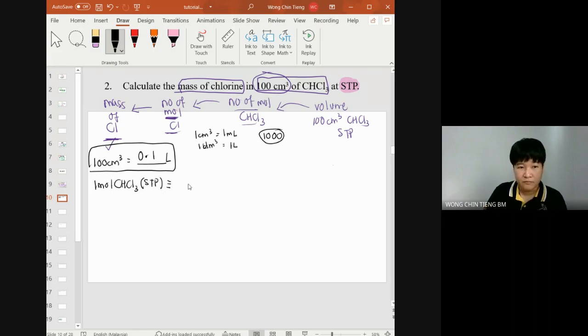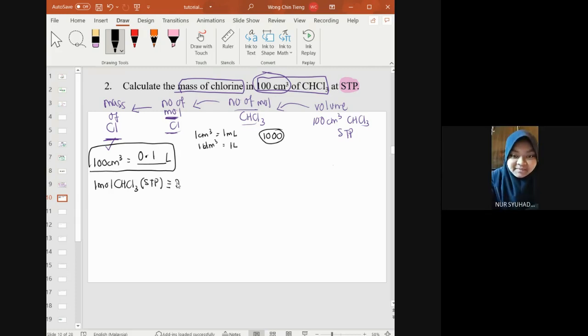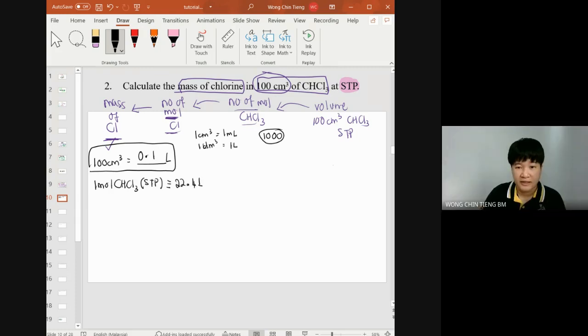Sure ada? 22.4 liter because it's STP. And the problem arise over here, saya tak ada pun 1 mole, saya tak ada pun 22.4 liter sebab yang saya ada hanya 0.1. That is the reason why you need to change the 100 centimeter cube to liter. Okay, the trick of the question. Kalau kamu ambil terus 100, kamu dah salah. So right now, 0.1 liter is equals to how many mole of CHCl3?